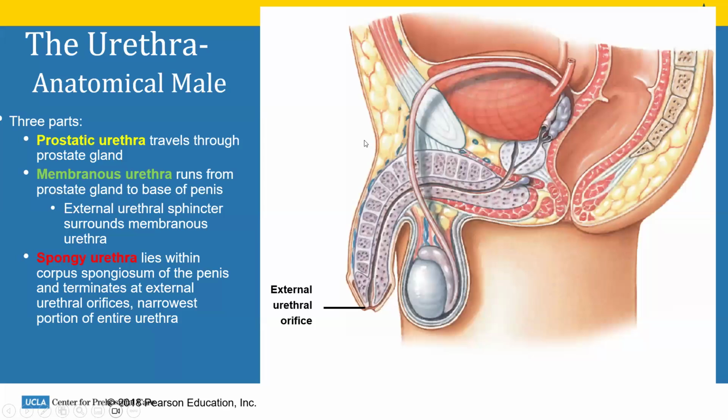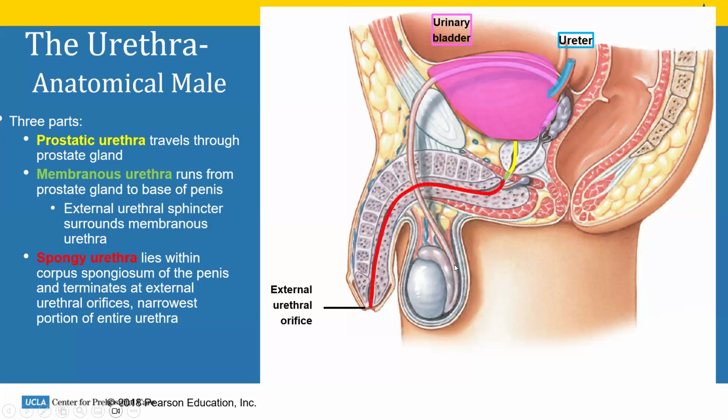So for anatomic males, we essentially divide the urethra into three main parts. So this is our bladder again, and your ureter. The first part is called the prostatic urethra, and that's because it's running literally through the prostate. The second part is the membranous urethra, and this is surrounded by the external urethral sphincter. So this is where contraction occurs to prevent unwanted urination.